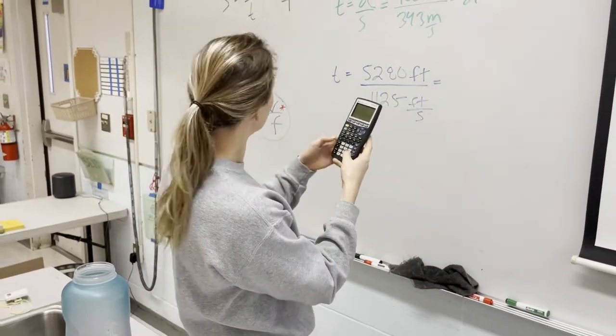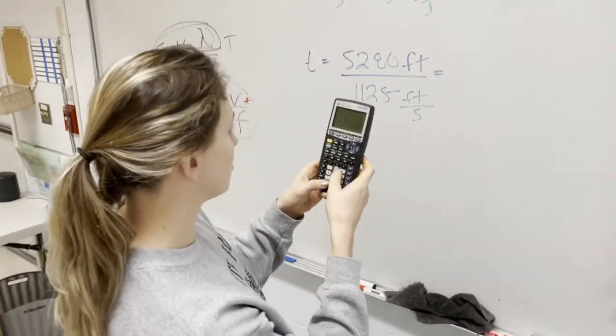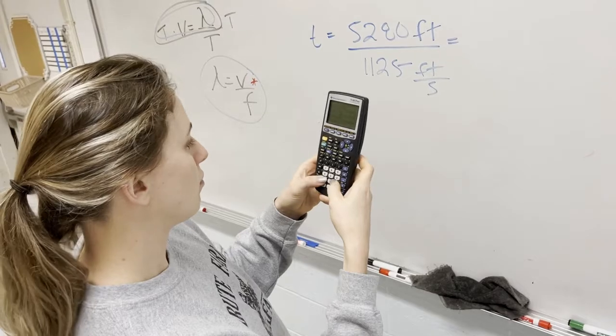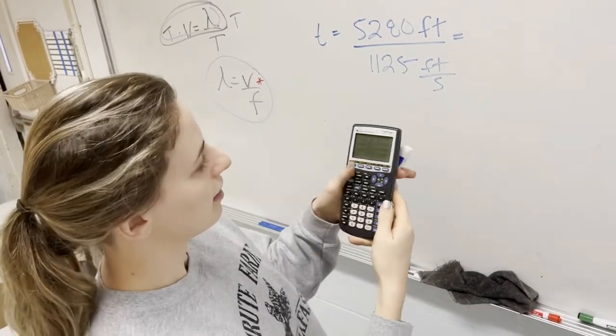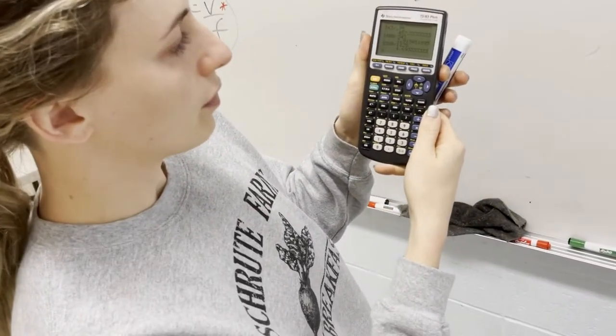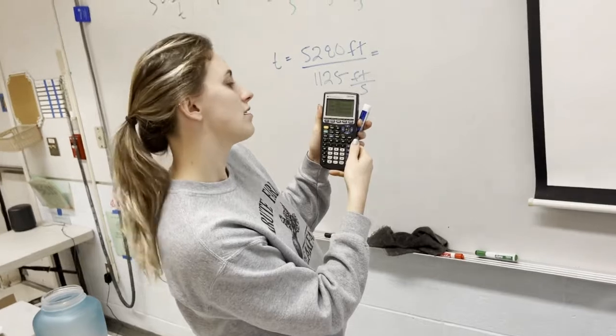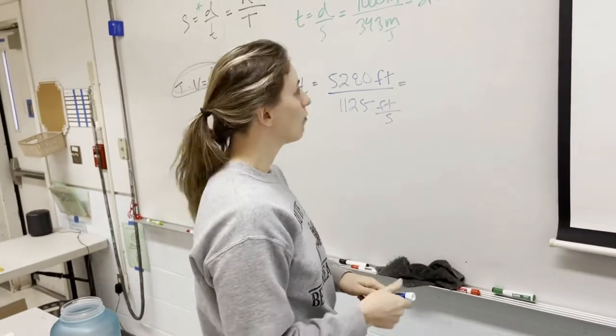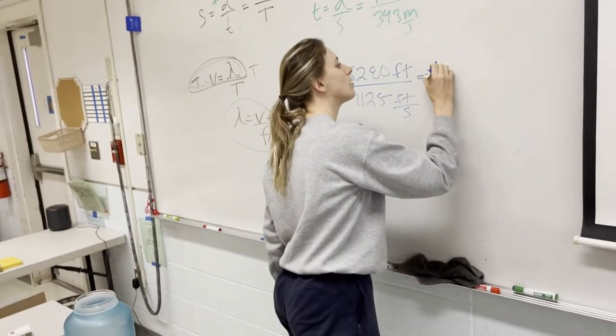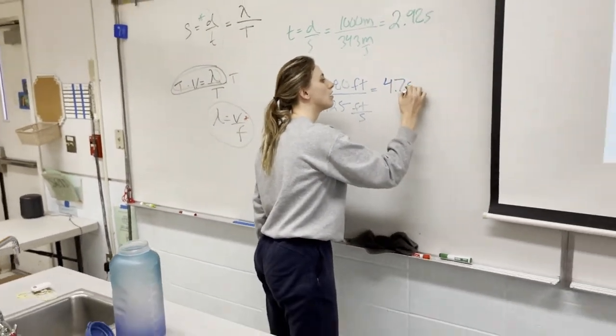So 5,280 divided by 1,125, and I get 4.69. Let's call it 4.7 seconds for sound to go a mile.